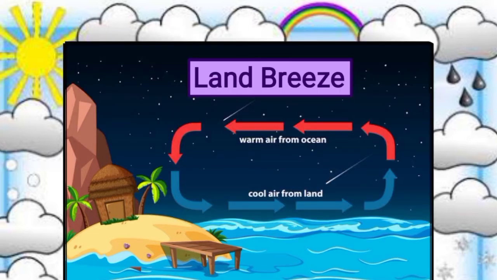Then at night the reverse process takes place. Land cools down faster than the sea, so now the air above the sea is warmer than the air above the land. So the warm air rises above the sea, and cool air from the land rushes towards the sea, which is known as land breeze.